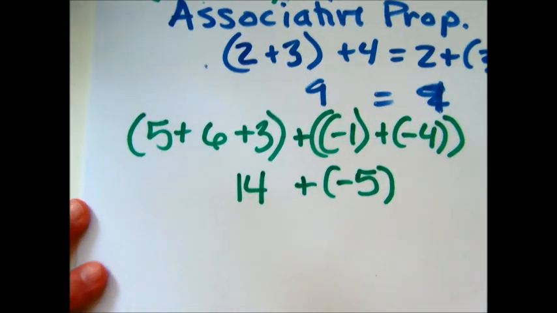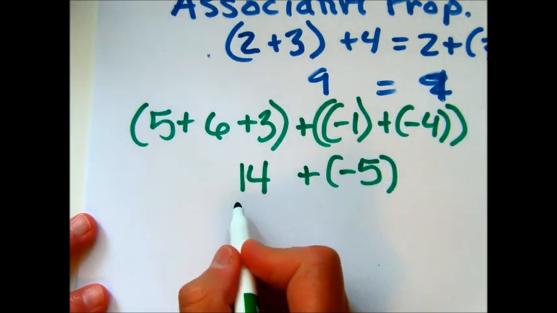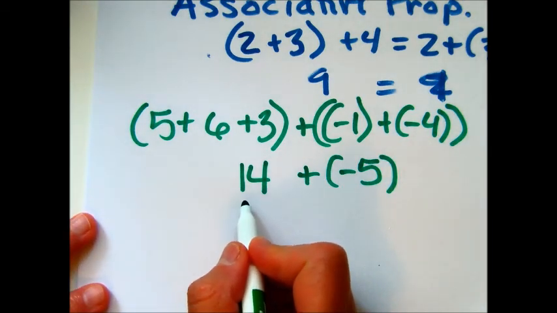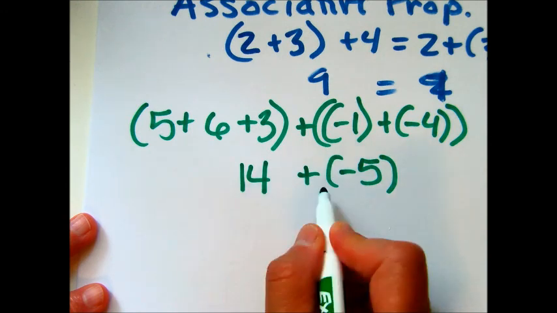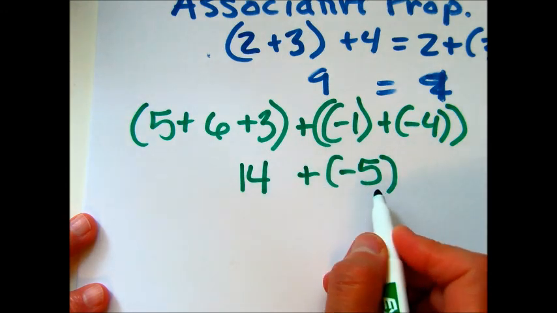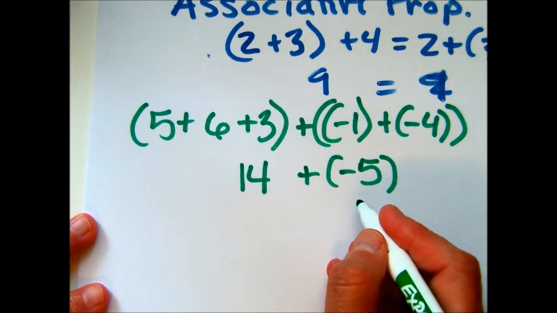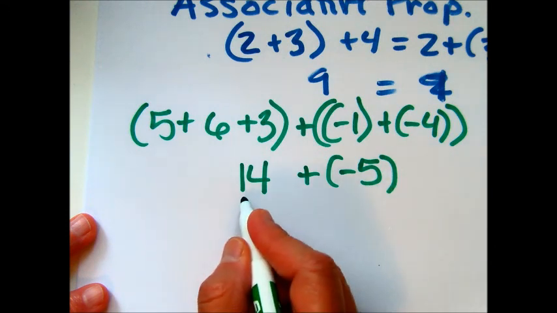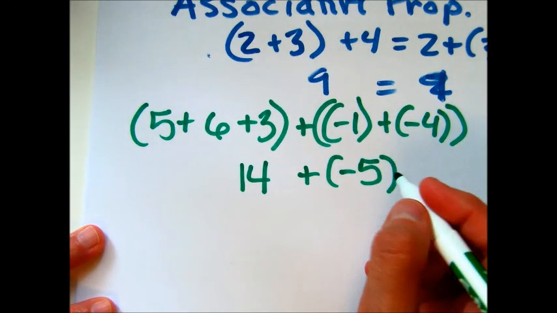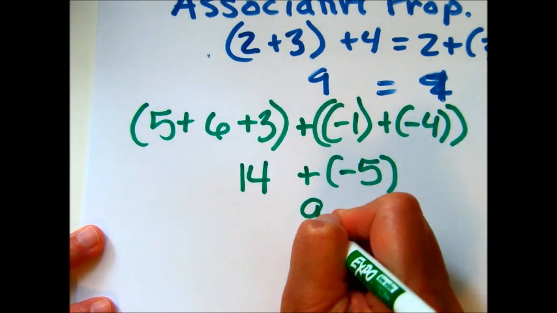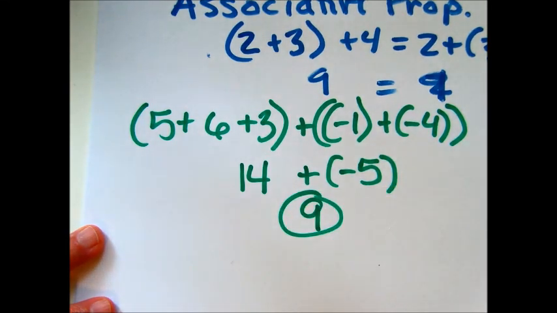Okay, and recently we talked about adding positive and negative numbers. When we have a positive and we add a negative, or vice versa, we're basically subtracting, and the sign of the answer will take on the sign of the higher number. In this case, it will be a positive. So 14 take away 5 is 9, and it's going to be a positive 9.